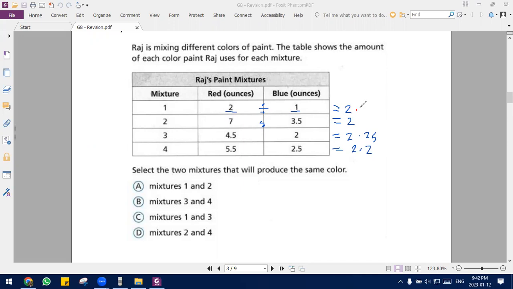So here we have 2, here we have 2. So mixture 1 and mixture 2 gave me the same ratio. So it means it will be the same color. So it's A.